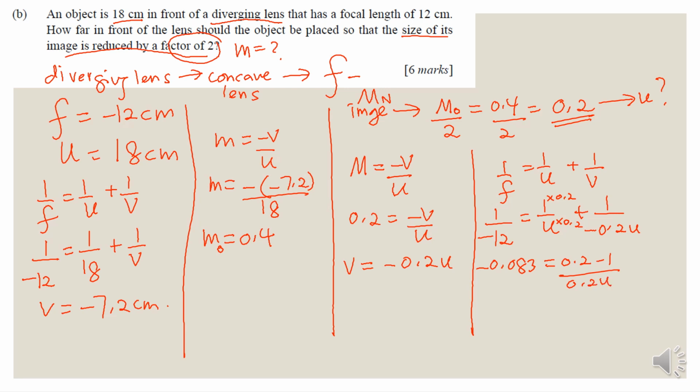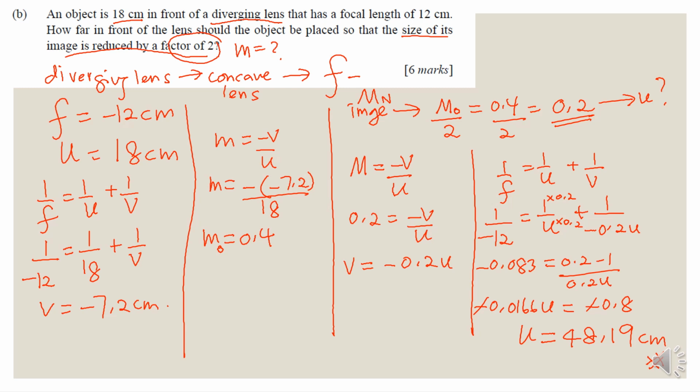Okay, so darab silang awak akan dapat 0.0166 U. 0.2 minus 1 dapat negatif 0.8. Okay, so cancel negatif. U awak akan dapat 48.19 cm. So, ini jawapan untuk B.